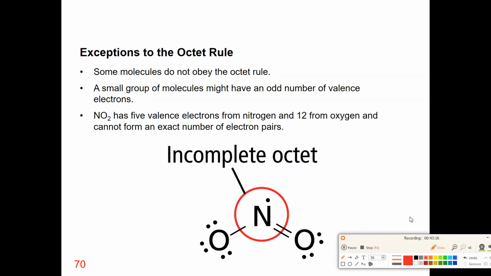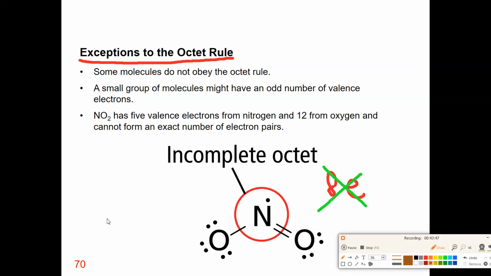Right. In some cases, we have exceptions to the octet rule. This means some atoms can have more or less than 8 electrons in the real structure. Sometimes more than 8, sometimes less than 8. This is called an exception.